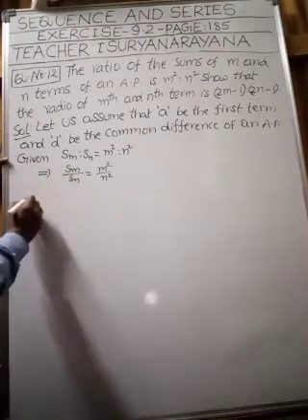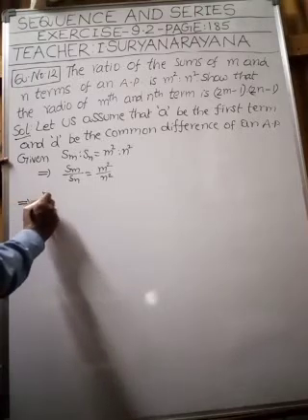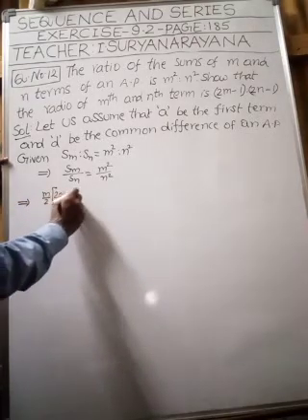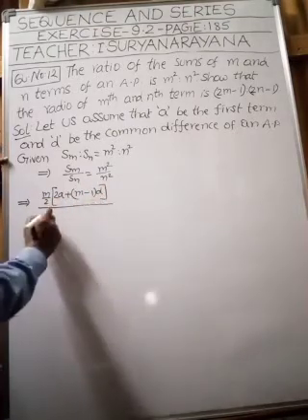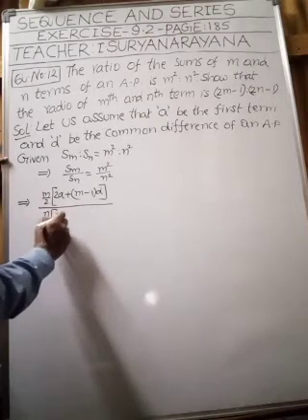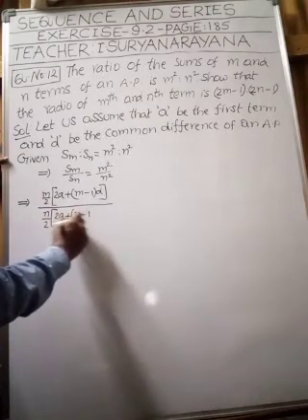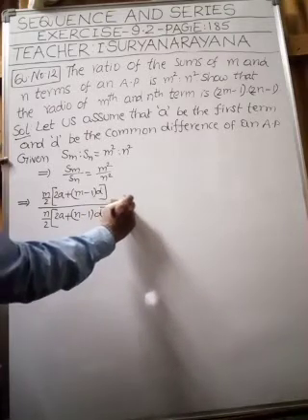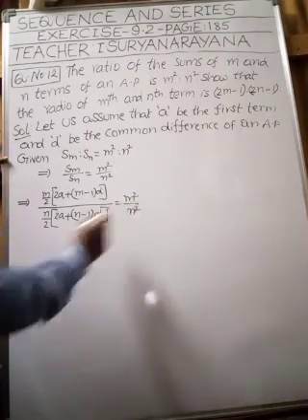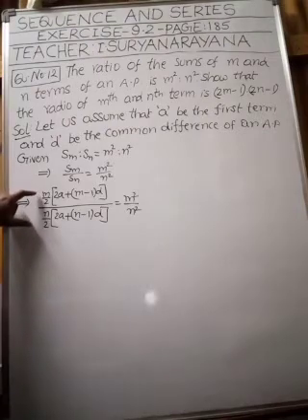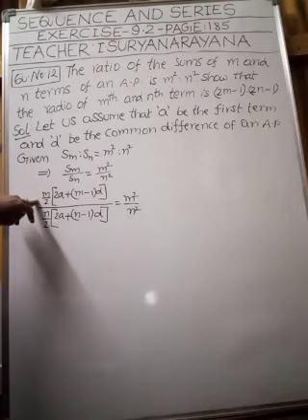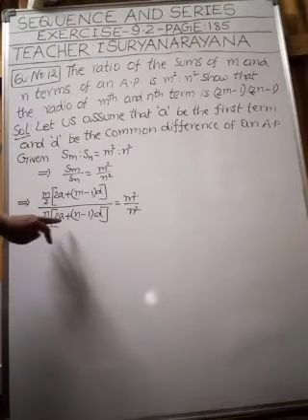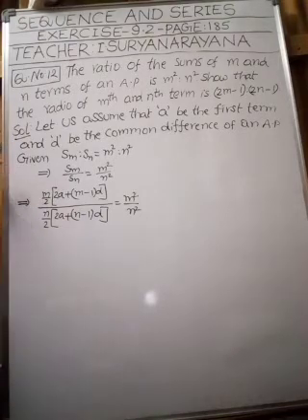Right. Now Sm, let us write the formula. m by 2 into 2a plus m minus 1 into d by n by 2 into 2a plus n minus 1 into d is equal to m square by n square. Understood this step, my children? Here we used the formula sum of the first n terms of an arithmetic progression, where n is equal to m. Here n means same formula. Okay, my children, understood this one?